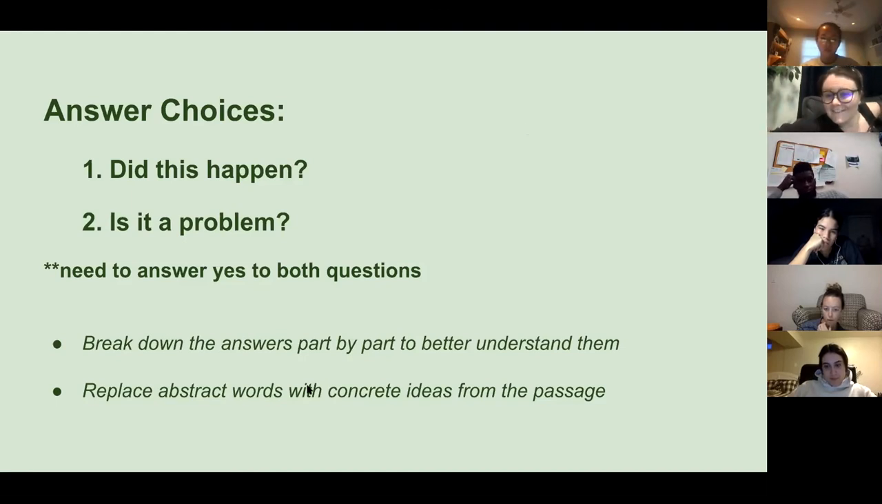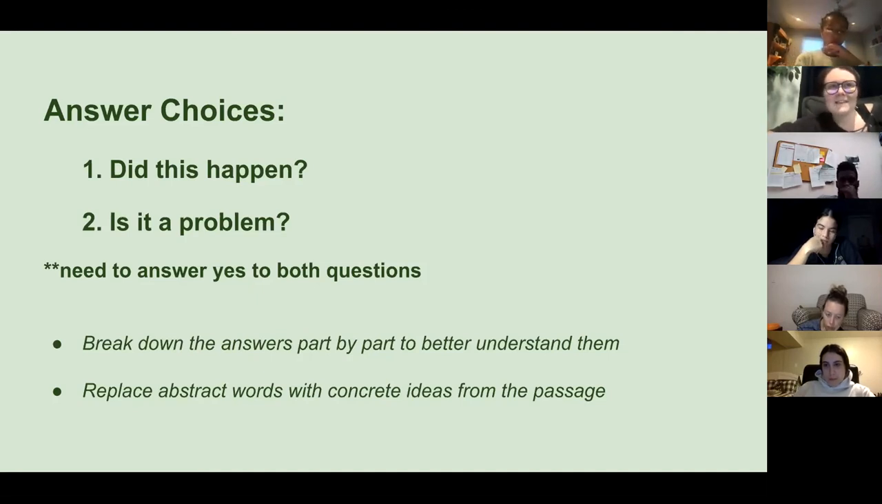My advice for these is very similar to the method statement and reasoning questions, where we want to break down our answer choices part by part to understand them better. People sometimes hate these, just like the reasoning questions, where you're like, I don't even know what this answer is saying. This can happen a lot. And we want to replace those abstract words. Like the one with Taylor and the plane, it takes something sufficient and acts as if it's necessary. We want to put concrete ideas from our stimulus in: what is that sufficient thing? Or what is that necessary thing?